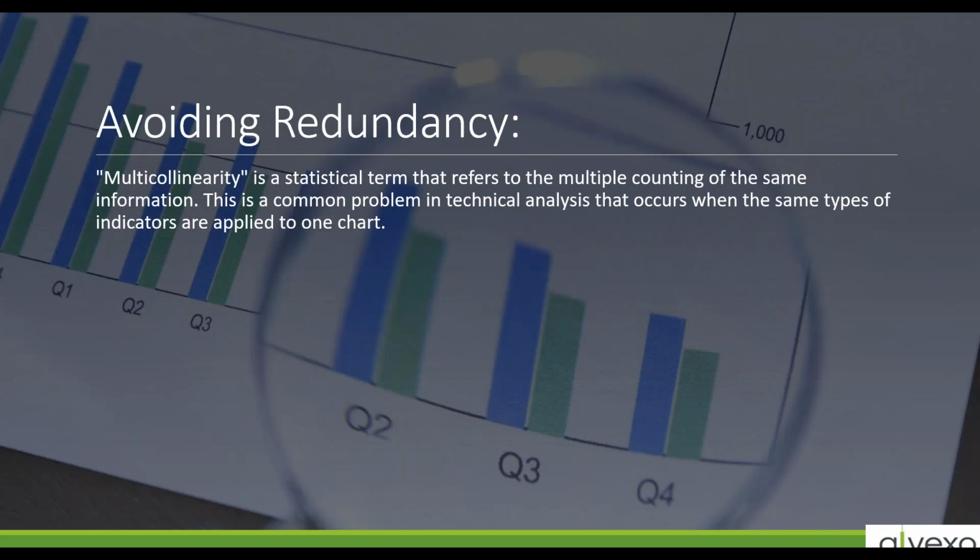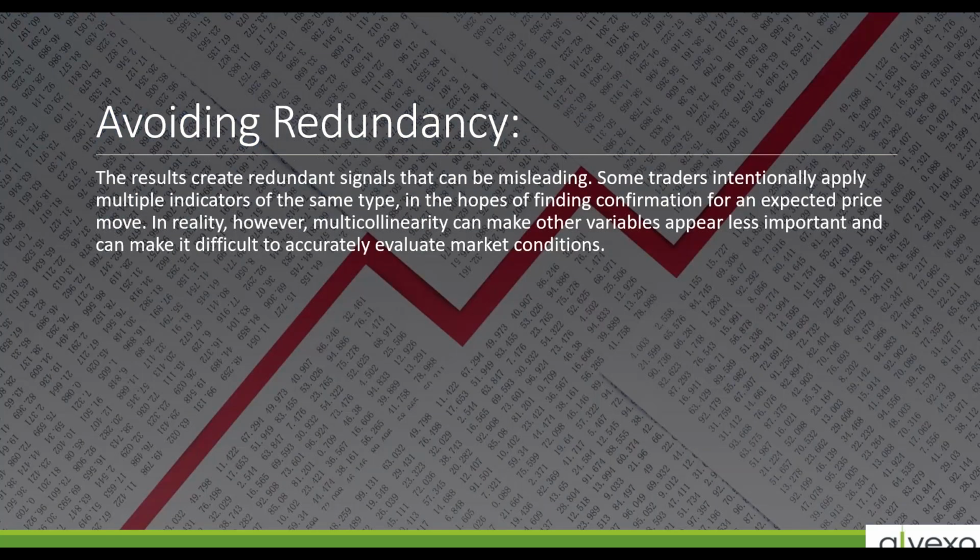So you want to avoid redundancy, but you have to keep in mind what we call multicollinearity. It's a statistical term that refers to multiple counting of the same information. This is a common problem in technical analysis that occurs when the same type of indicators are applied to one chart. So avoid redundancy. The results create redundant signals that can be misleading. Some traders intentionally apply multiple indicators of the same type in the hopes of finding confirmation for an expected price. In reality, however, multicollinearity makes other variables appear less important and makes you less accurate in predicting.